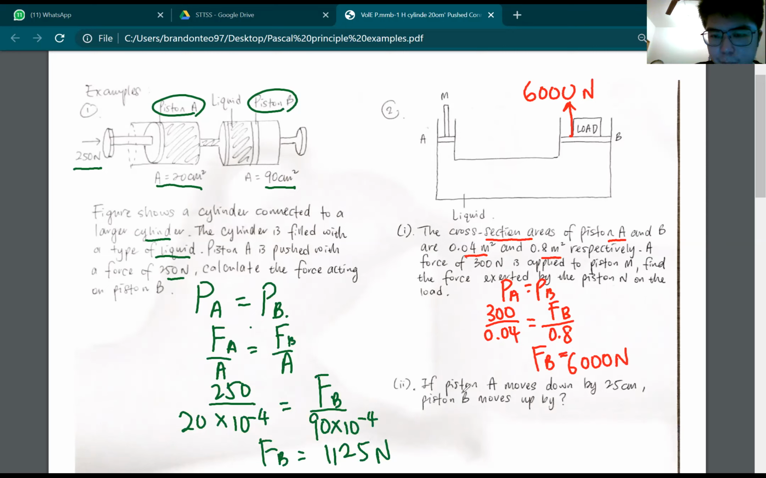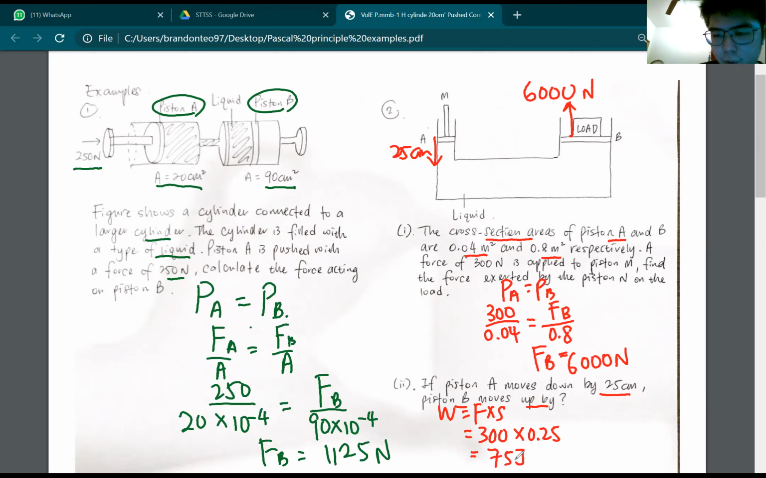Okay, number 2, if piston A moves down by 25 cm, piston B moves up by how much? Now this is the one where we use the work done, right? So piston A moves down by 25 cm. How far does piston B move? Okay, so we calculate the work done. W equals F times S, right? So the force acting on piston A is 300 times 0.25. The work done is 75 joules.